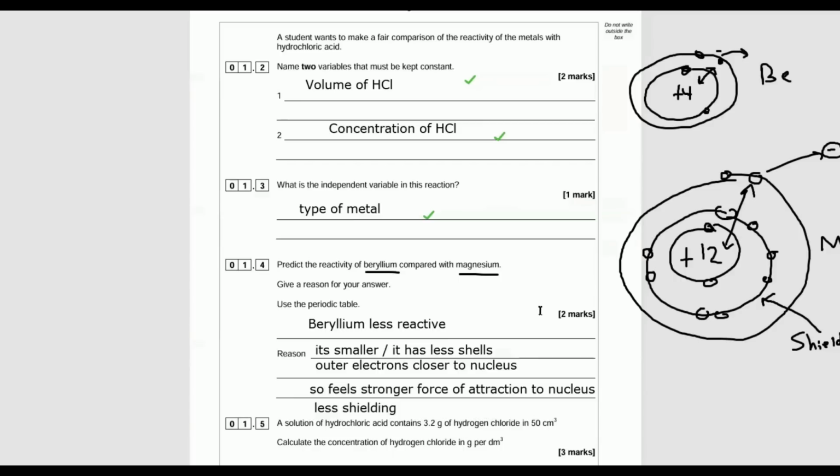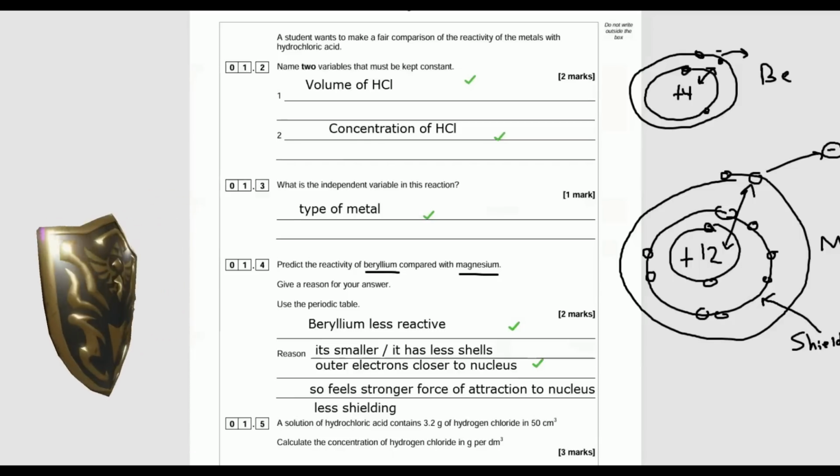Now, if I was trying to argue the reverse of this, which would also get you 2 marks, I could have said magnesium is more reactive, which is answering the same question. And then I would have just said the opposite because it is bigger, it has more shells, electrons are further from the nucleus, so they feel less attracted to the nucleus or a weaker force of attraction, and there's more shielding. I'm going on. Let's move on.